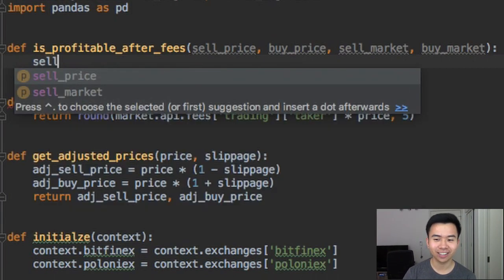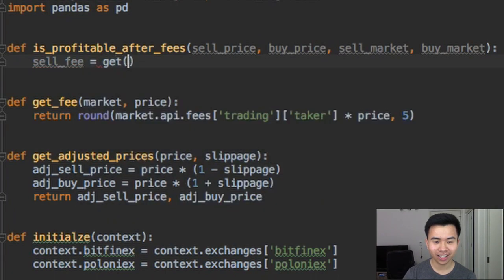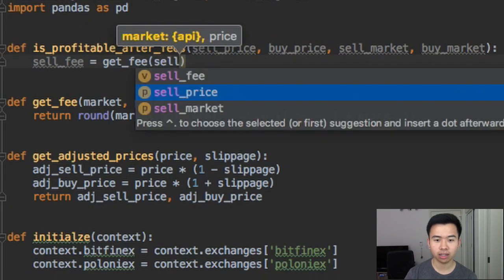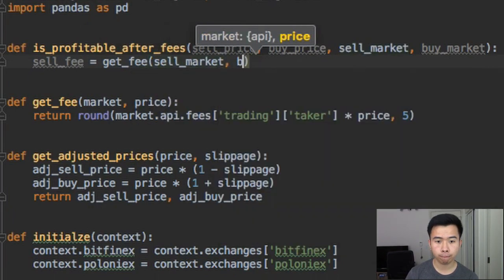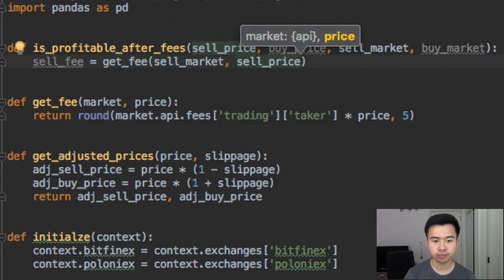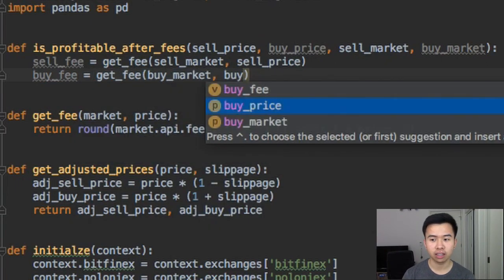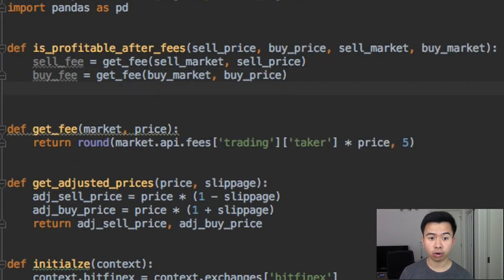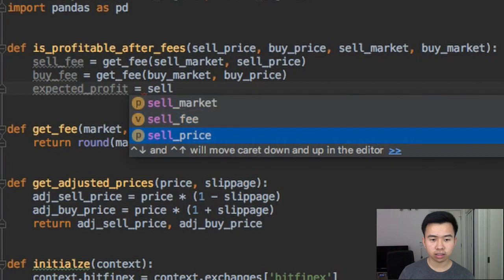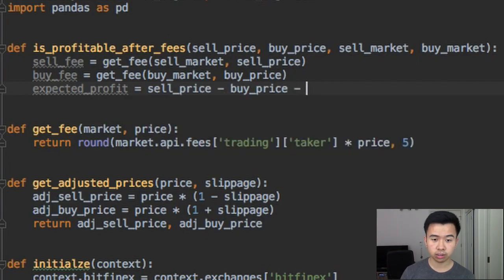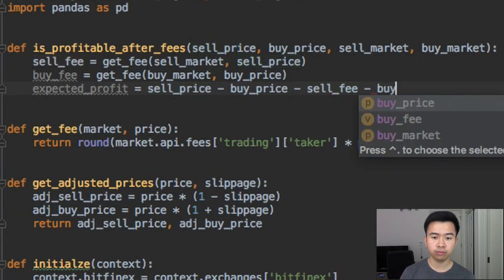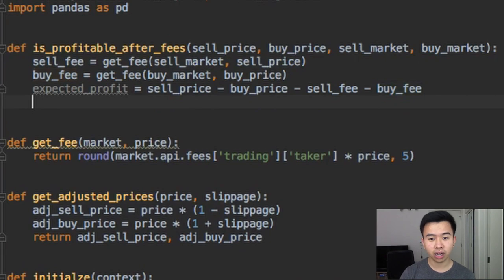Let's get the sell fee first. Sell fee is get fee, sell market, sell price. Our buy fee is equal to get fee, buy market, buy price. Sweet, we got both our fees here. So let's talk about our expected profit. That's going to be our sell price minus our buy price minus both fees, the sell fee and buy fee.